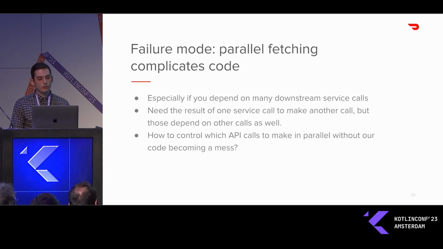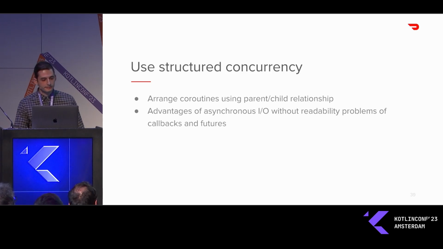So how do we control which API calls to make in parallel without our code becoming a mess? We can use structured concurrency. For those not familiar, structured concurrency is a technique of arranging coroutines into a parent-child relationship. It gives us the advantages of asynchronous I/O without the readability issues of callbacks and futures.